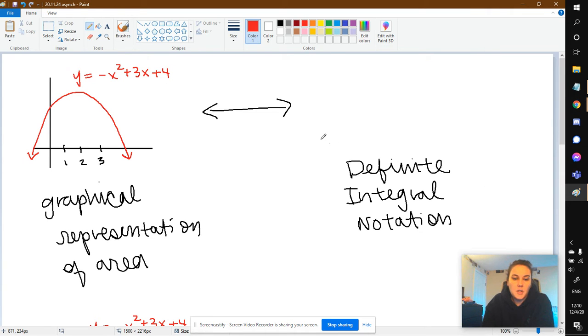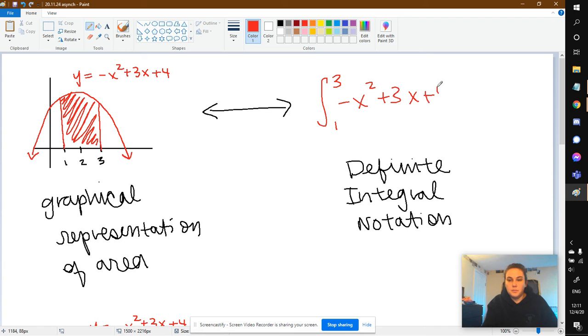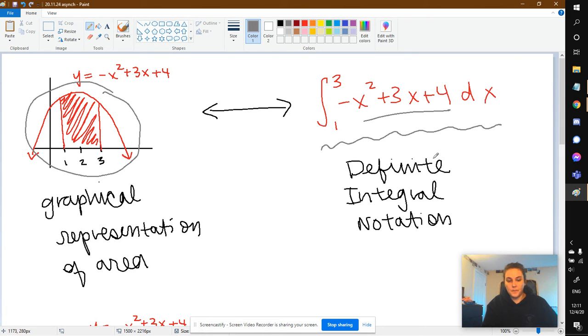The graphical representation of area: if I have a function and I want to find the area underneath it from a certain point to a certain other point, right? So if I want to find the area underneath this curve from 1 to 3, the way I'm going to write this in calculus class is I'm going to go from 1 to 3, leftmost to rightmost. Then I'm going to write the function, and then I'm going to end with a dx. So anytime we see this, we can think of it as the area underneath this function.